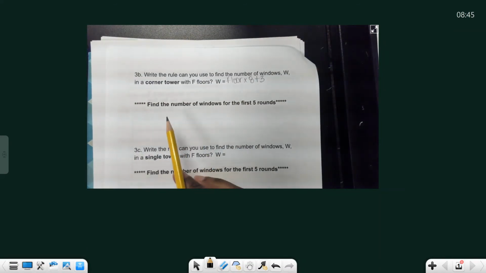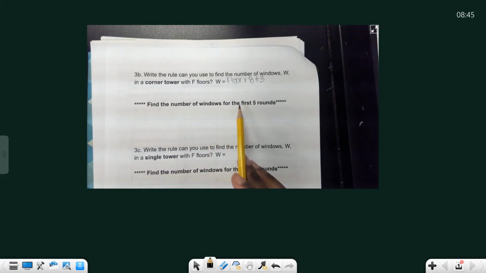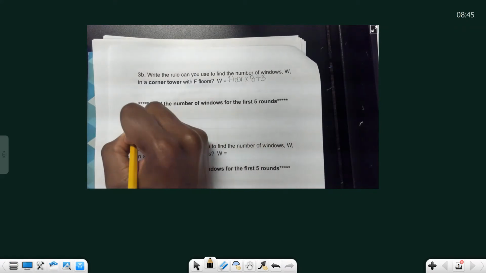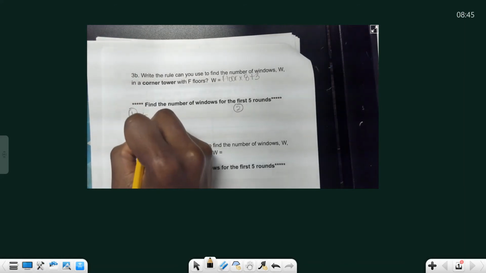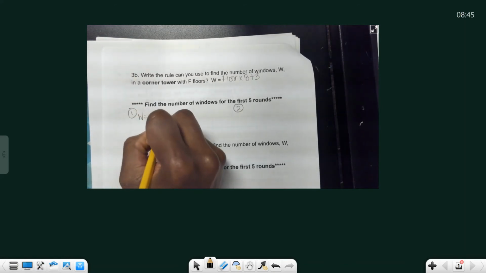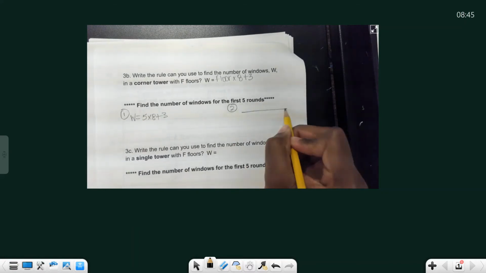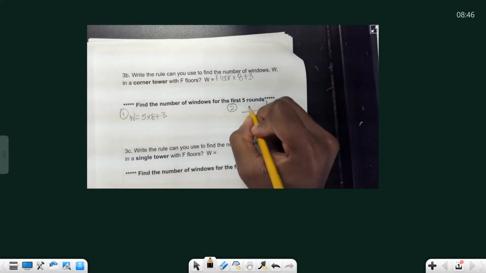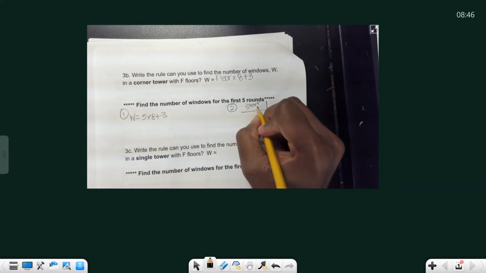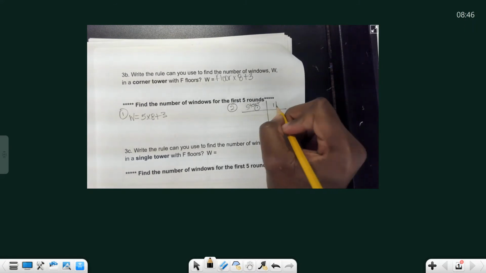Now, we're doing the same thing. Find the number of windows for the first 5 rounds. So we're going to do one by using the expression, and then the other by using the chart. So we have W equals 5 times 8 plus 3. And then I'm going to go over here and start my chart. If a square starts with 12, how many does a corner start with? 11. And my start is also my first one. So I put 11 here.